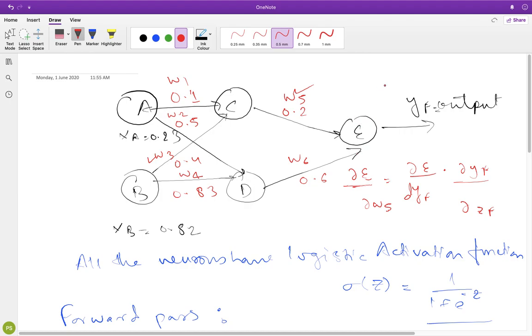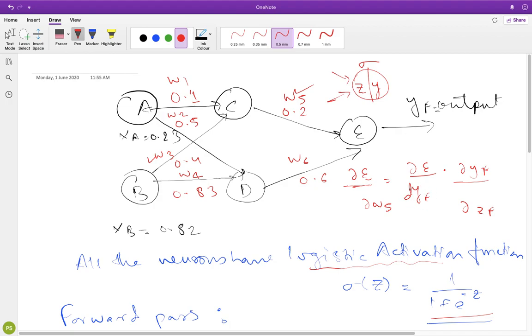I will tell you what Z is. Suppose in this neuron we get Z as the logit, and then we apply the sigma, the logistic activation function, and calculate the output. So Y is sigma of Z. We will calculate its derivative with respect to YF.